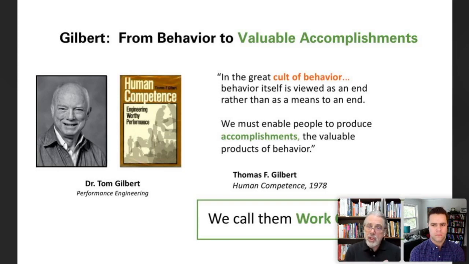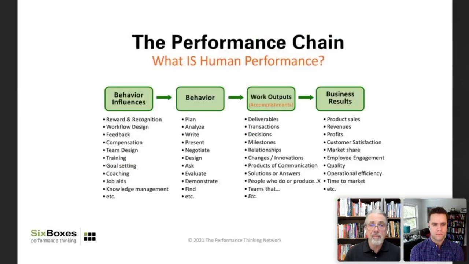But Tom Gilbert shifted, like in a seismic way, the focus from behavior to accomplishments. And so we have this model called the performance chain. And it really, again, came from Gilbert and Harless and other thought leaders that I had the benefit of being mentored by. But it says that the right 3 blocks on that chain are the elements of performance. That is, performance is behavior, which is activity of some kind, that produces what we call work outputs. It's our phrase for accomplishments because we want to be sure that work outputs are countable and measurable. And those work outputs are valuable to the extent that they contribute to business results.